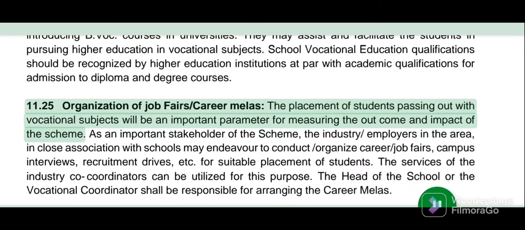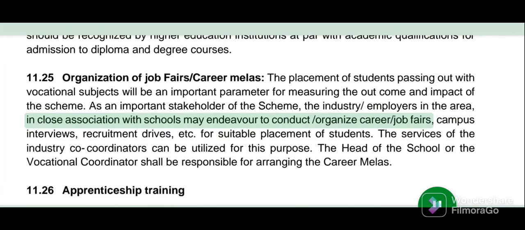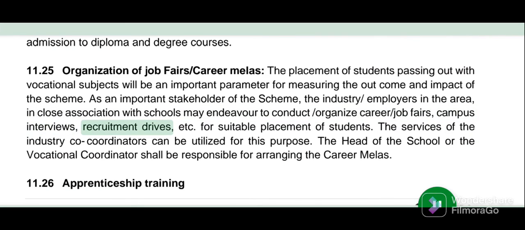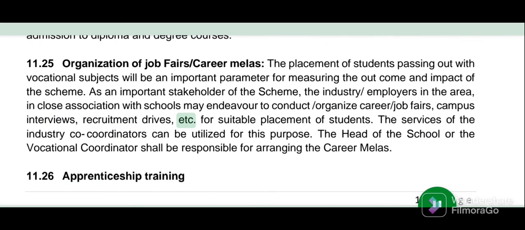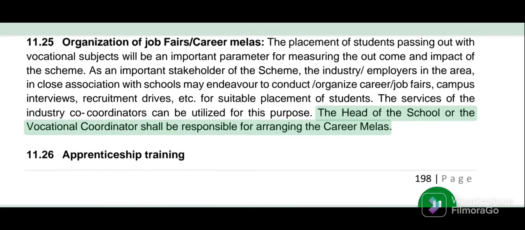11.25 Organization of Job Fairs/Career Melas. The placement of students passing out with vocational subjects will be an important parameter for measuring the outcome and impact of the scheme. As an important stakeholder of the scheme, the industry employers in the area, in close association with schools, may endeavor to conduct and organize career/job fairs, campus interviews, recruitment drives, etc. for suitable placement of students. The services of the industry coordinators can be utilized for this purpose. The head of the school or the vocational coordinator shall be responsible for arranging the career melas.